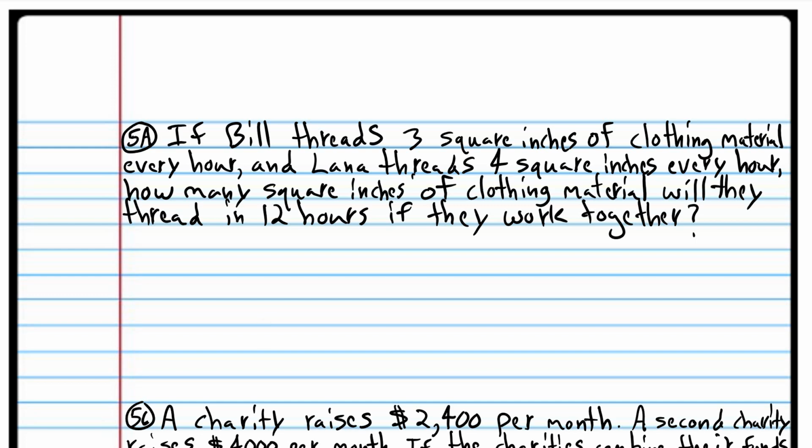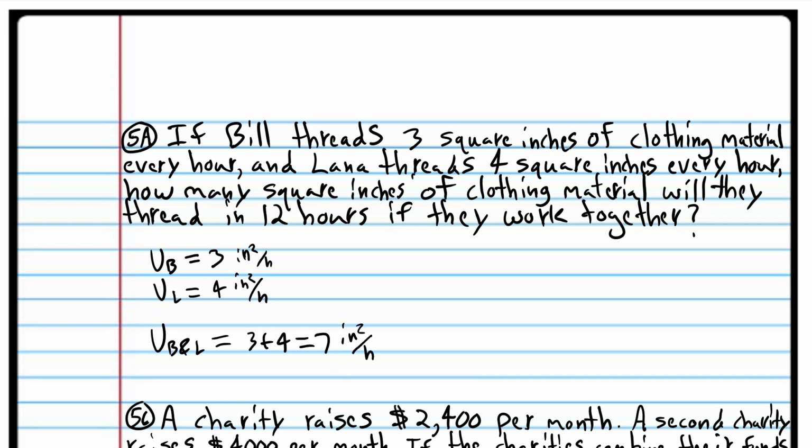So the unit rate for Bill is 3 square inches per hour, and the unit rate for Lana is 4 square inches per hour. So the unit rate for both Bill and Lana is 3 plus 4, which is 7 square inches per hour.